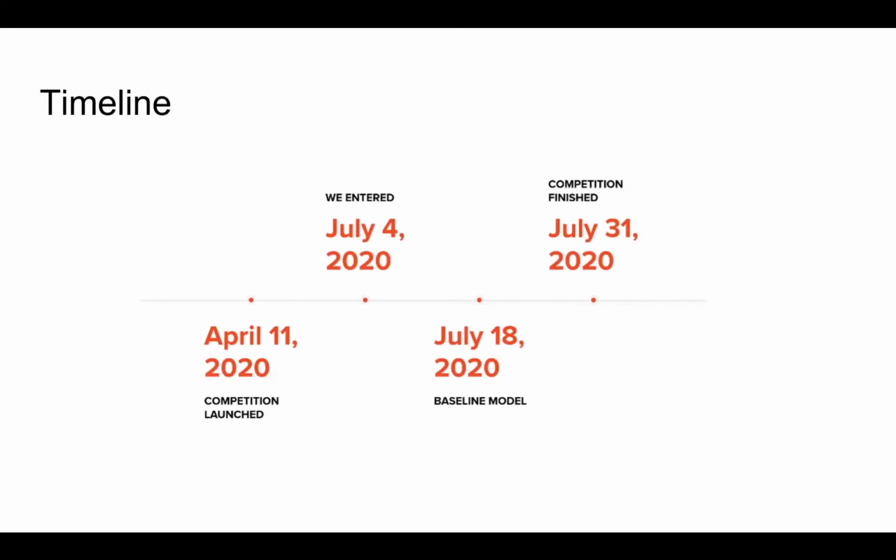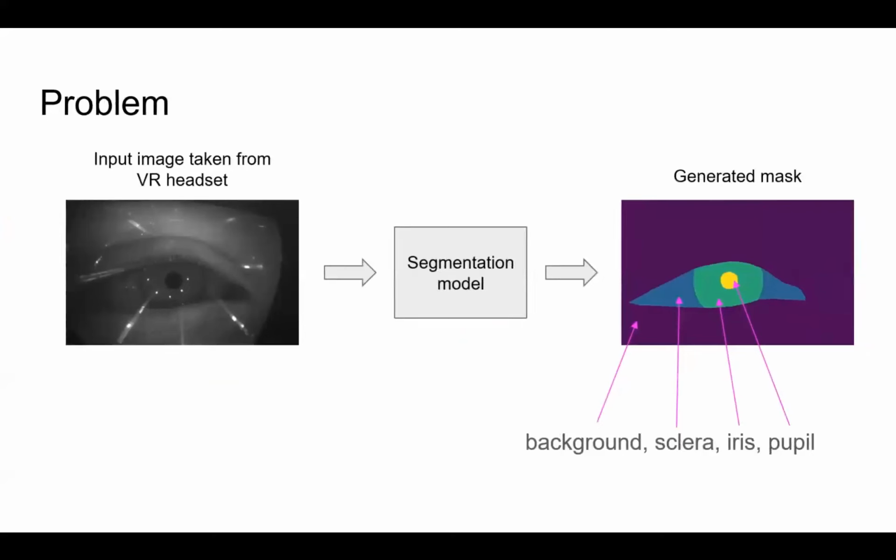Before going to the main part, let's look at the timeline of the competition. The competition launched on April 11th. We started competing on the 4th of July and our baseline method was ready on the 18th, so we had a bit less than 2 weeks to make a competitive solution. The main goal was to train a model which takes an image of an eye taken from a VR headset as input and generates the mask with 4 classes: background, sclera, iris, and pupil.